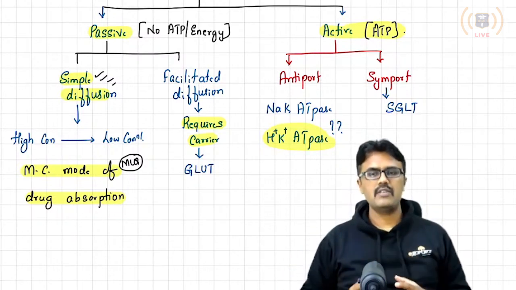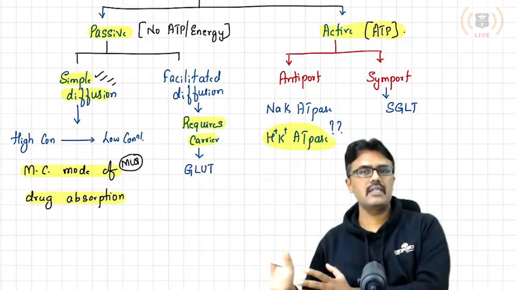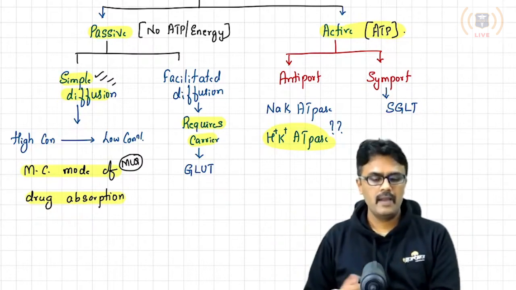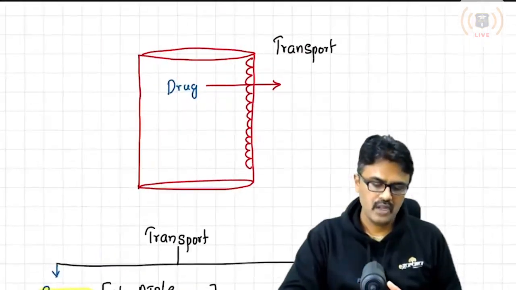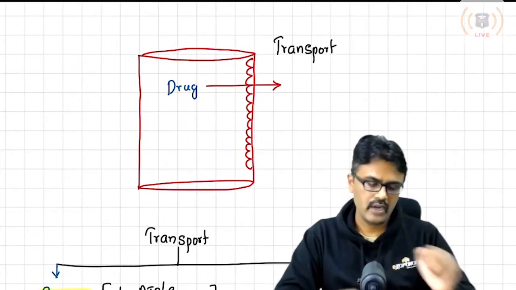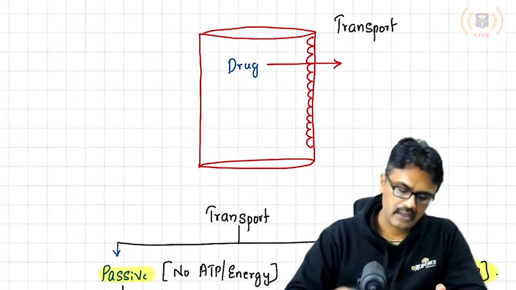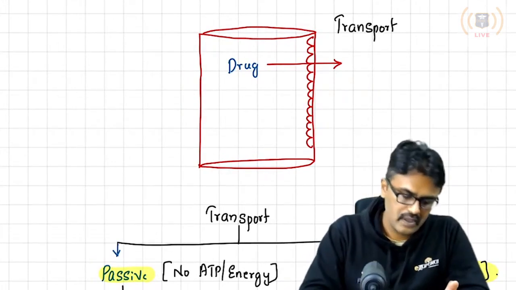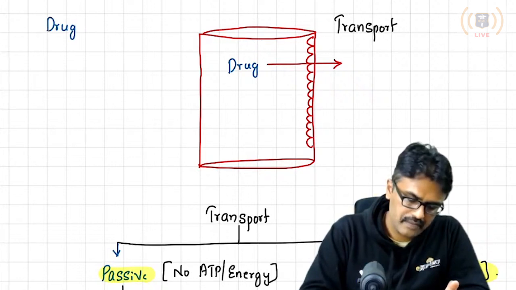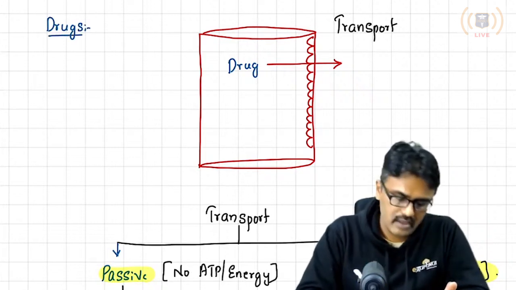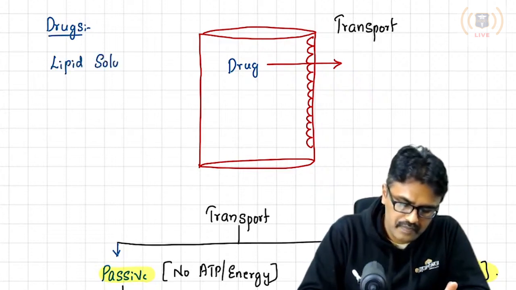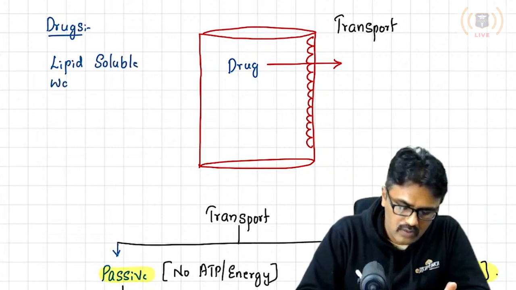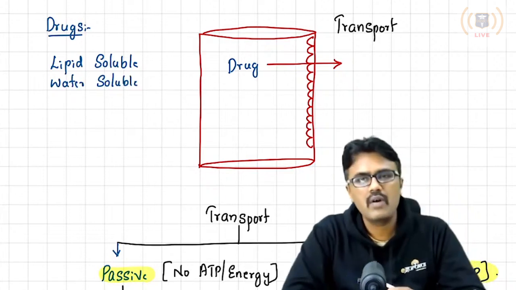Now, you have taken paracetamol, which has to be shifted from the intestine into the blood vessel. But one important point you need to understand here is, this is the intestine, right? Now, in drugs, we have two varieties of drugs. One we call lipid soluble, and one group of drugs we call water soluble.